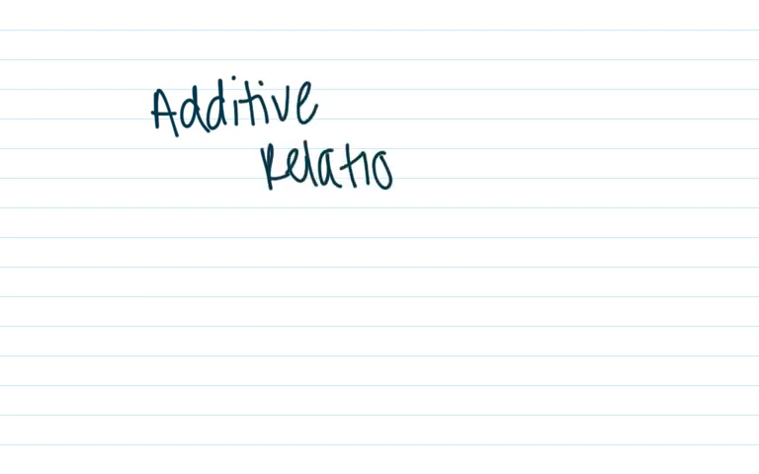So this is a type of algebraic relationship, and I'll give you one guess what it's all about. It is all about adding, okay? Subtraction also falls under additive relationships because we can add negatives, and that's the same as subtracting positives. So additive relationships are all about: am I adding something to my input to get my output?